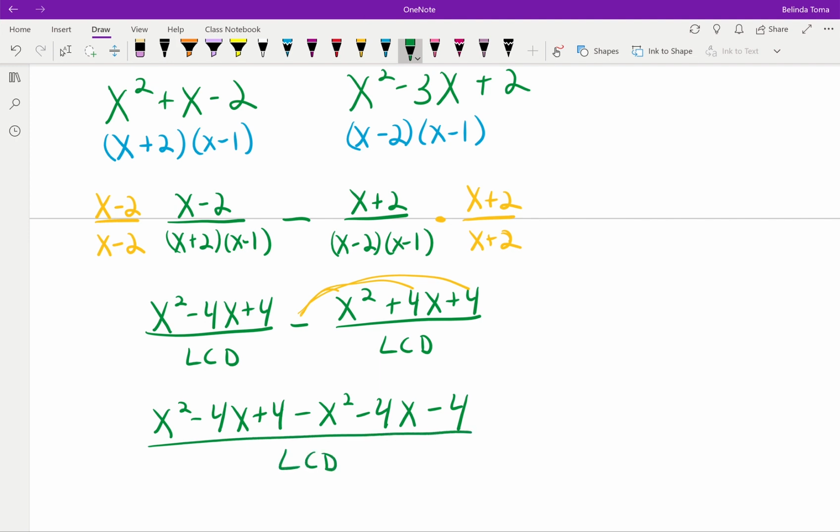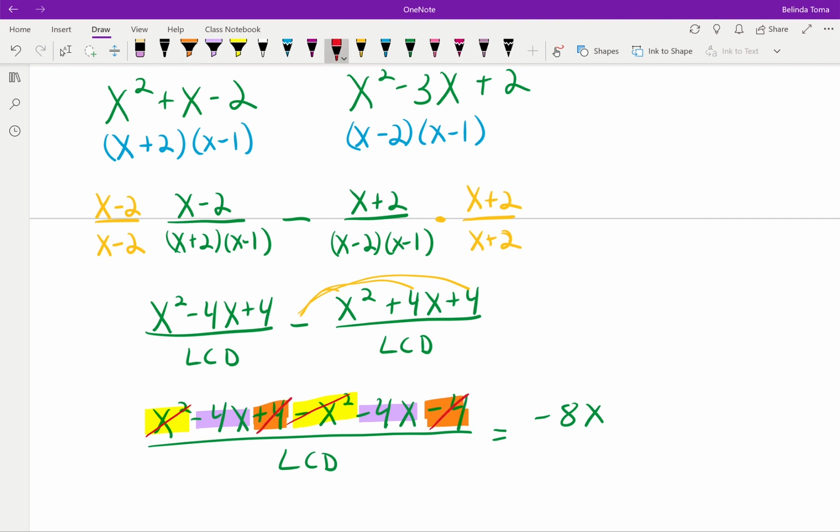So now I'm going to have a lot of things that cancel. X squared minus x squared, those are opposites. I'm going to have negative 4x and negative 4x. Those don't cancel. That's going to give me a negative 8x. And then I'm going to have a positive 4 and a negative 4. And those are going to cancel.